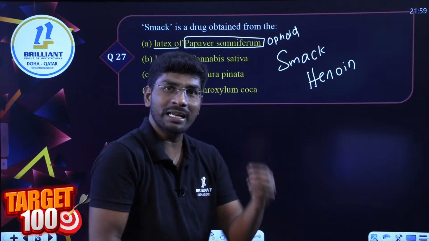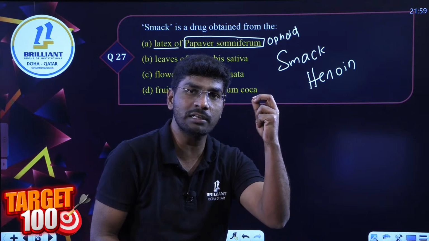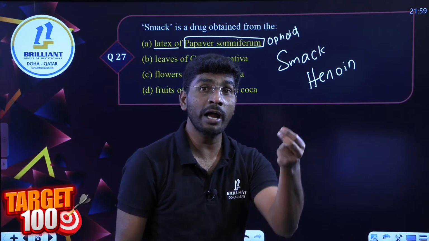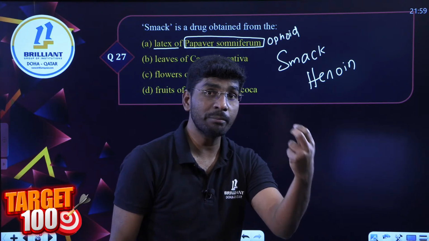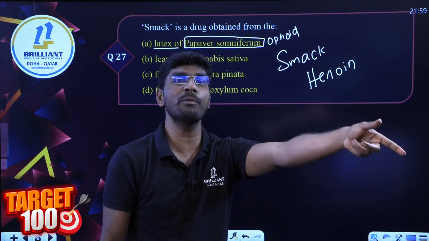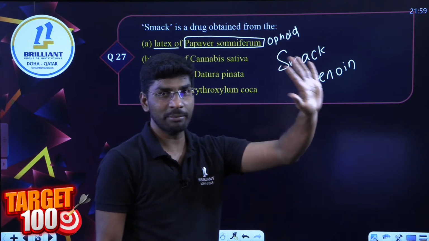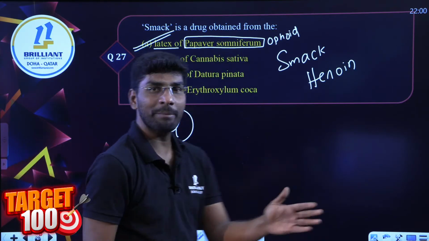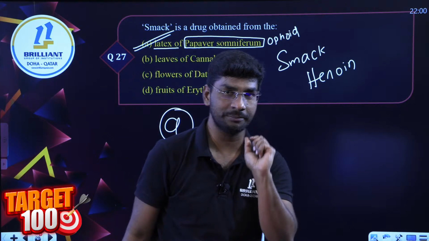These affect the gastrointestinal system and also the central nervous system. Heroin comes from morphine. Morphine undergoes a process, diacetylation, to form what? Heroin. Am I clear? So the right answer is option A. The plant name is Papaver somniferum latex.